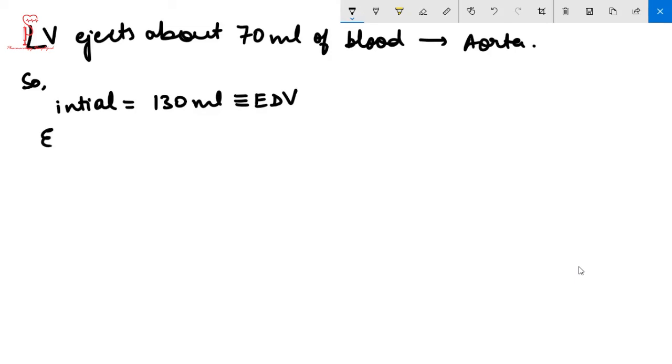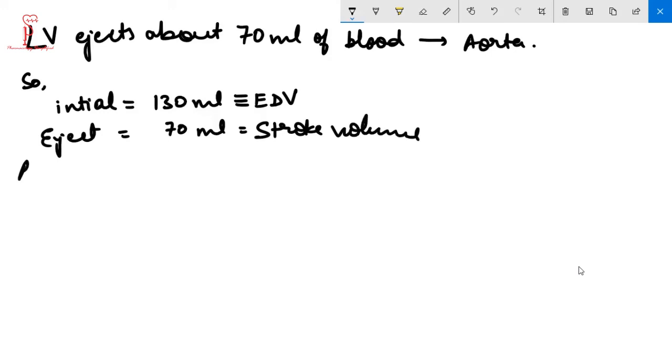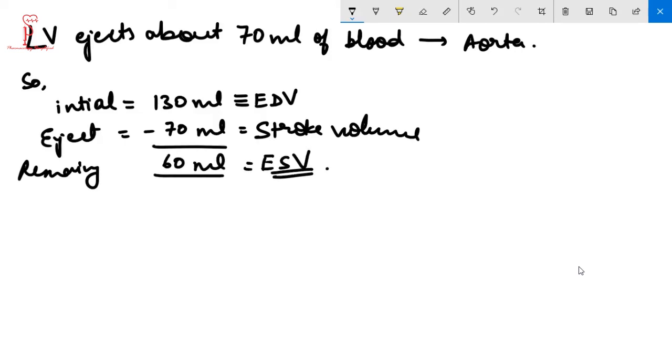The amount of blood that is sent out of the ventricles into the aorta in one contraction is called the stroke volume, and so the remaining blood is 60 ml. This is called the ESV, or the end systolic volume. So opposite to the end diastolic volume, end systolic volume is the volume of blood that is remaining in the ventricles after one systole, after the ventricles have contracted.